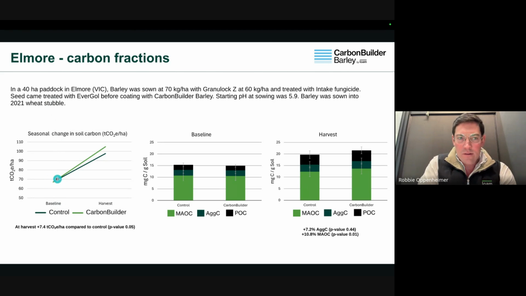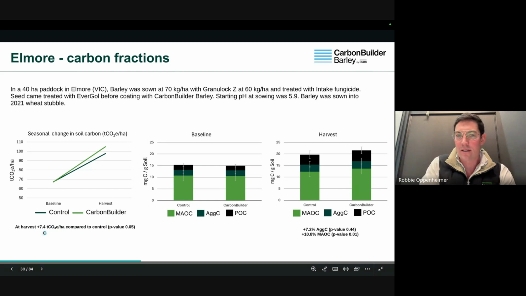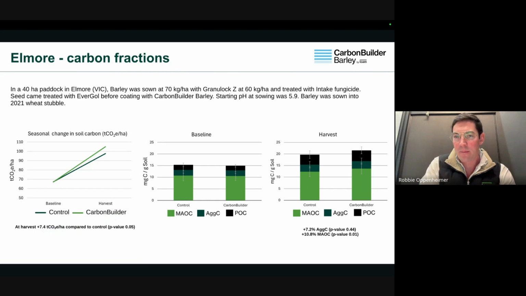The total tons of carbon dioxide equivalents per hectare, total carbon stocks, the same at sowing. At harvest, there's an increase in carbon for both the untreated control, but a larger increase for CarbonBuilder, which corresponds to an extra 7.4 tons of carbon dioxide equivalents.